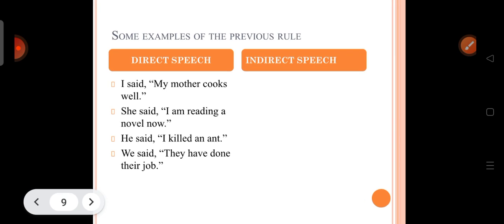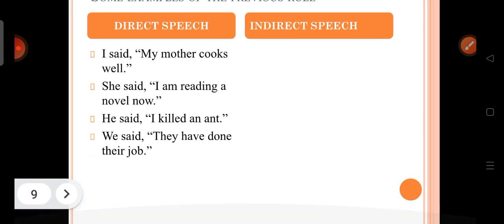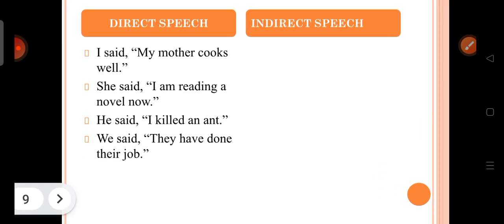Let's look at some examples first. Look at the direct speech and indirect speech. I said, my mother cooks well.